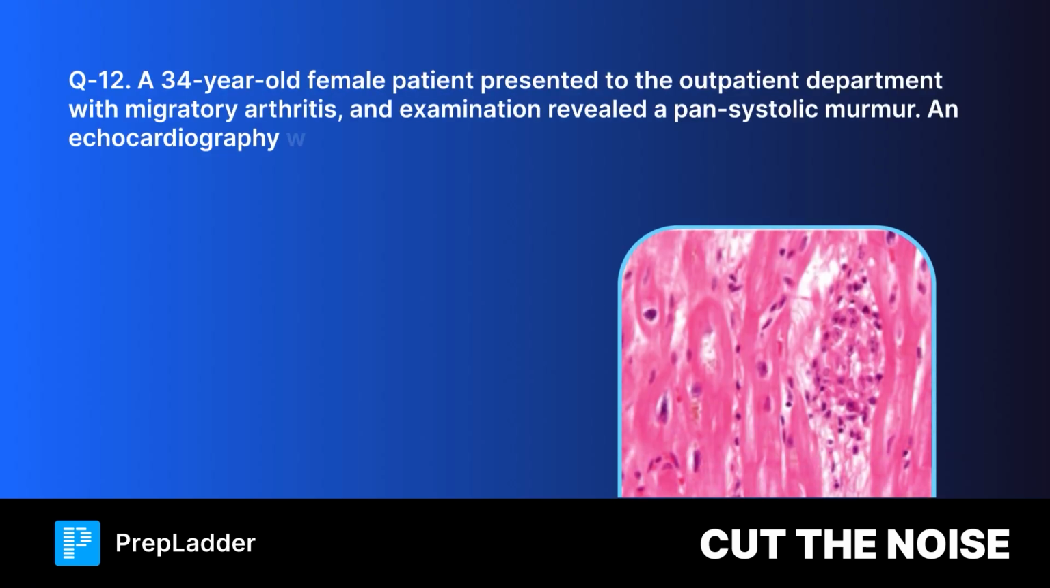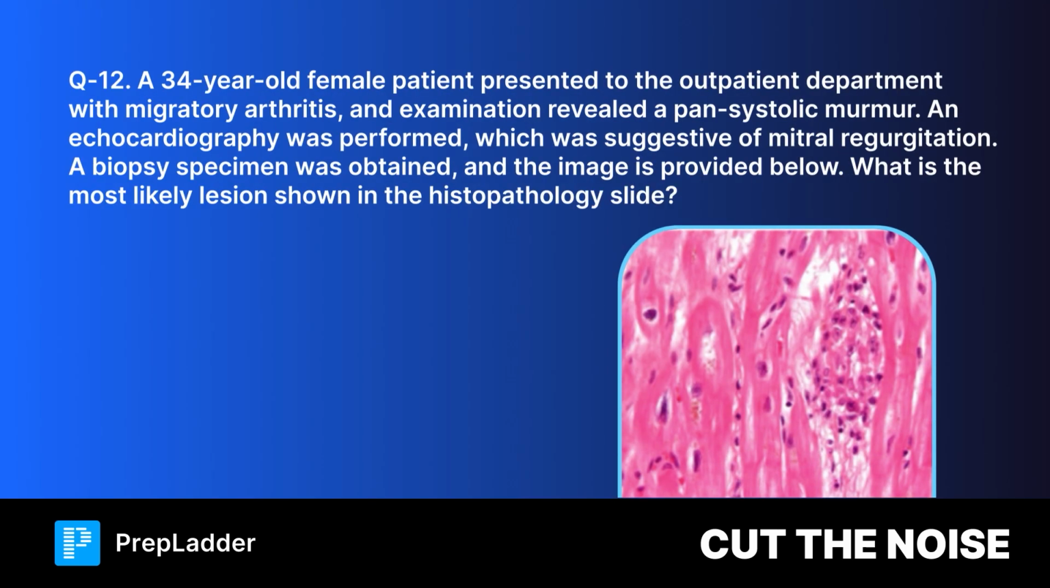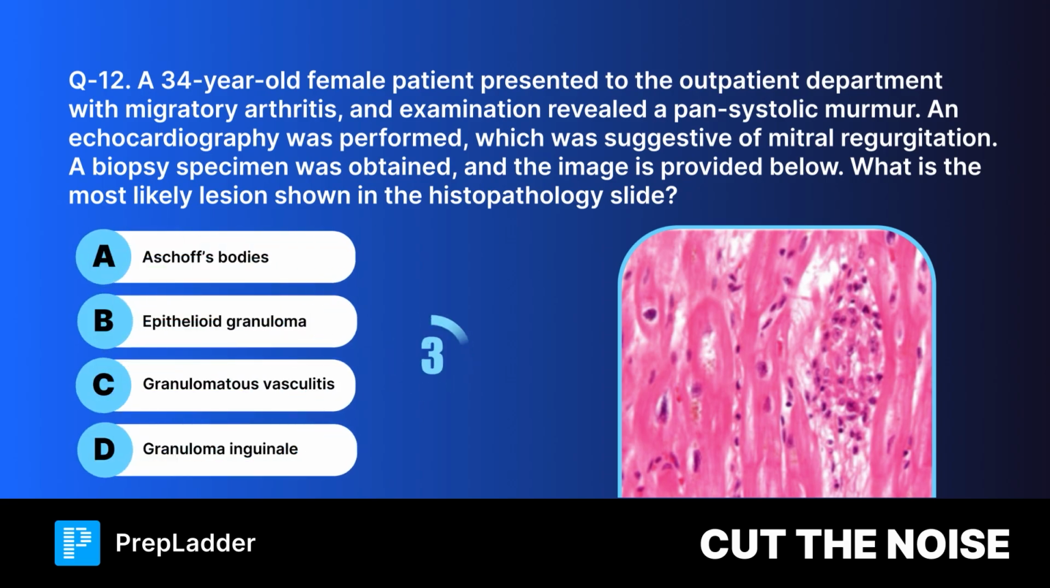Question number 12. A 34-year-old female patient presented to the outpatient department with migratory arthritis, and examination revealed a pansystolic murmur. An echocardiography was performed, which was suggestive of mitral regurgitation. A biopsy specimen was obtained, and the image is provided below. What is the most likely lesion shown in the histopathology slide? Your options are, and the correct answer is Aschoff's bodies.